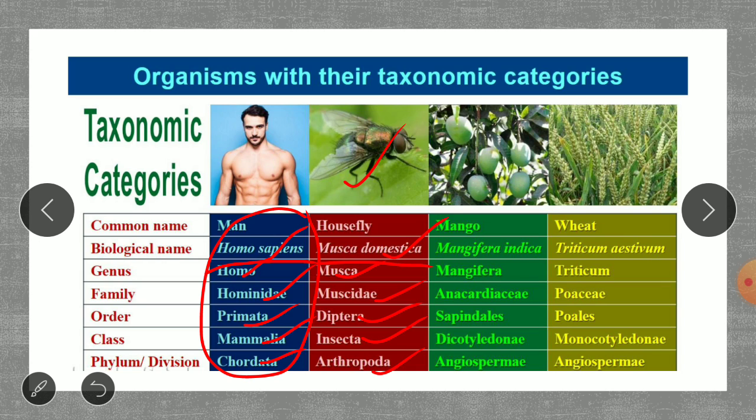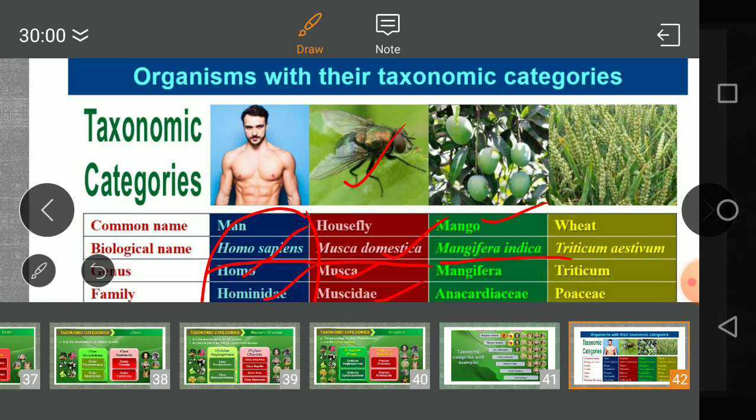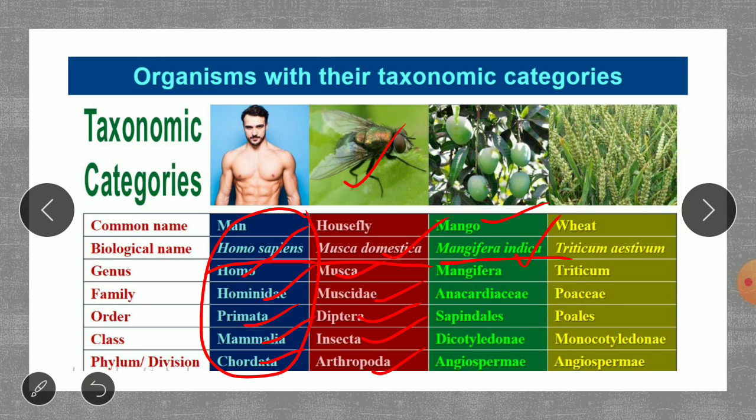Coming to the common name of your mango. Mango scientific name Mangifera indica. Species is Indica. Genus is Mangifera. Family Anacardiaceae. Order is Sapindales. Class Dicotyledon. Phylum Angiosperm, and kingdom is Plantae. Wheat. Scientific name Triticum aestivum. Genus Triticum. Family Poaceae. Order Poales. Class Monocotyledon, and phylum Angiospermae.